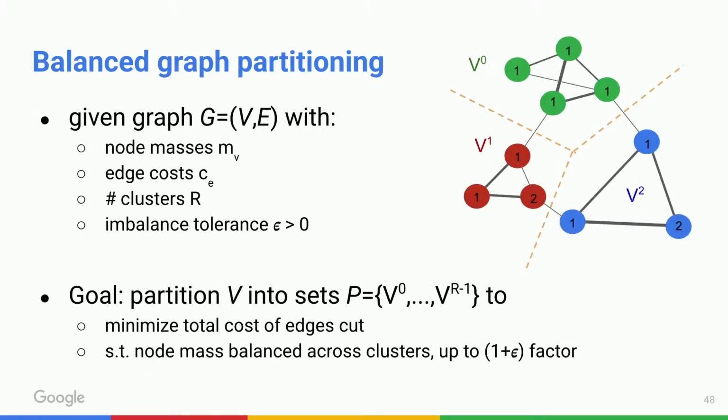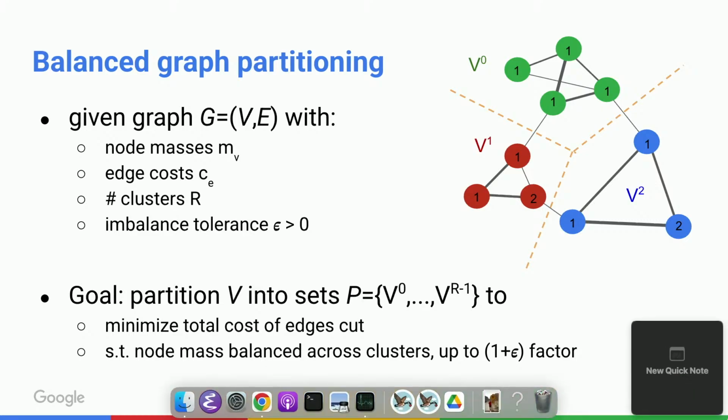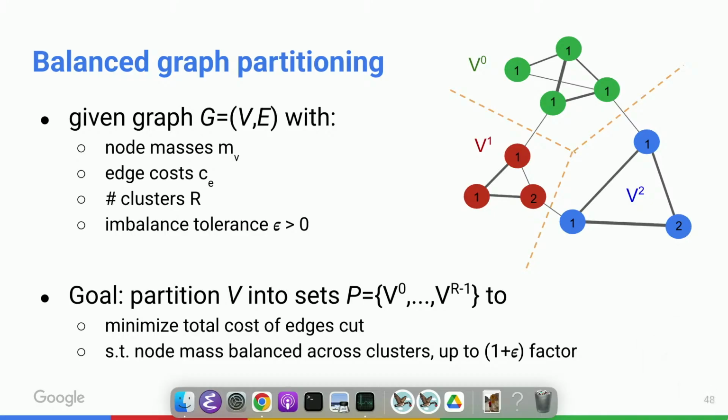It's useful as a starting point for this. So I'm going to talk about the balanced graph partitioning problem. You have a graph. You have some masses on each node, and you have some edge weights. So here the mass is 1, the mass there is 2. Suppose you want to divide this graph into, and the edge weights are sort of proportional to the thickness of the lines. So balanced graph partitioning says we've got K clusters, or here I guess R clusters.